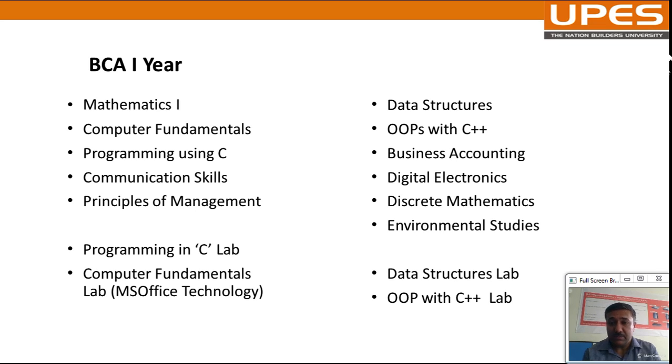Next we have object-oriented programming using C++. After that, we have a business accounting paper related to the management side. Then we have digital electronics, a hardware paper related to computer hardware and electronic hardware components. Discrete mathematics is another basic paper for our computer students. Then finally we have environmental studies, one basic science paper. So this is about the first year course structure.